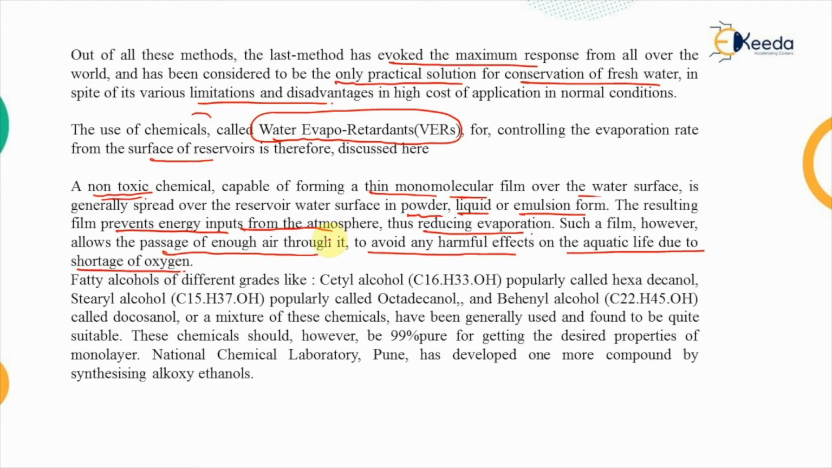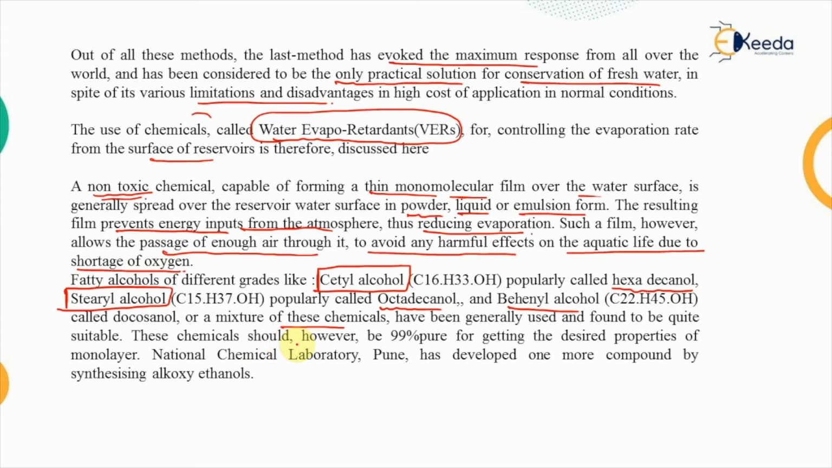Now what are the different chemicals that we can use? The most frequently used chemical is cetyl alcohol, which is C16H33OH and also known as hexadecanol. The second chemical that is majorly used is stearyl alcohol, that is C18H37OH and is popularly called octadecanol. Now in addition to these two chemicals, we can have behenyl alcohol or a mixture of all of these chemicals, and they are found to be quite suitable.